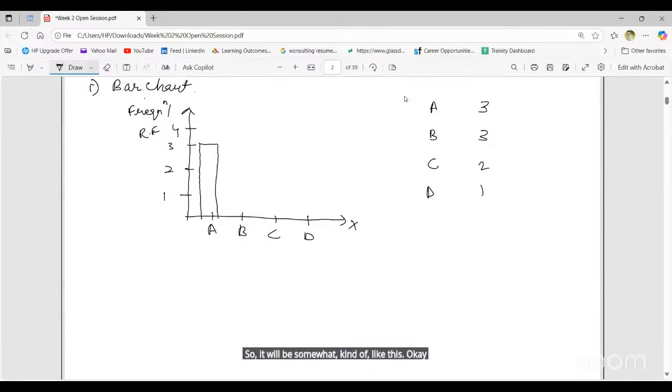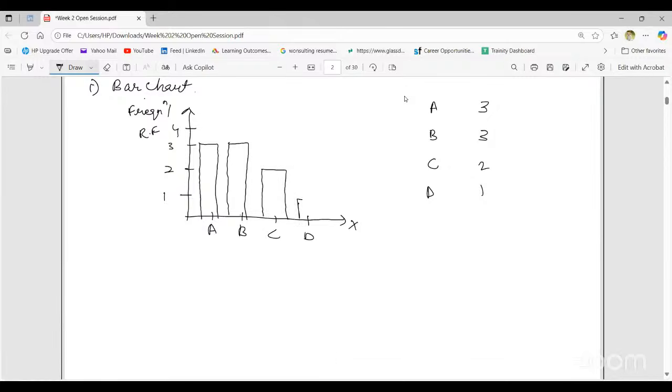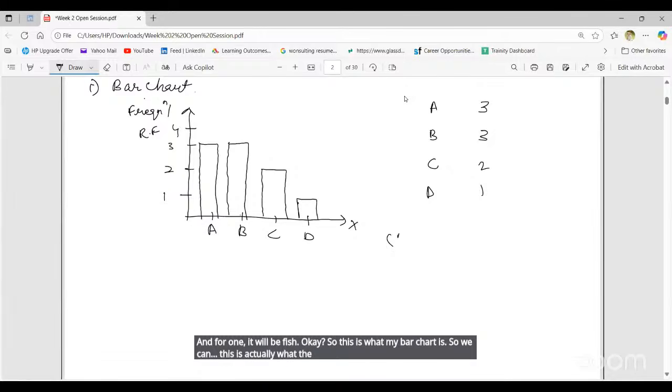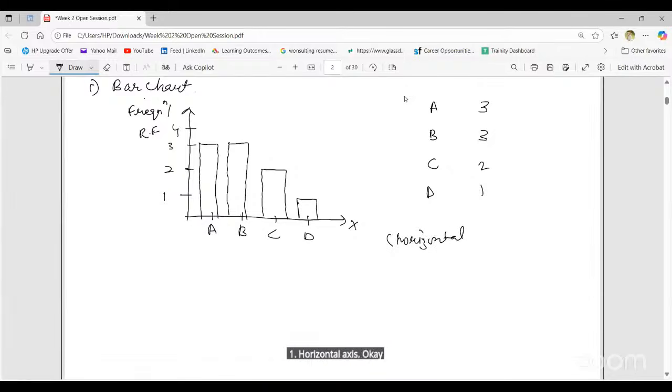For B also the same. It will be like this. Now for C, it's 2, so this will be like this, and for D, which is 1, it will be this. Okay. So this is what my bar chart is. This is the one with the horizontal axis. We can have vertical as well.